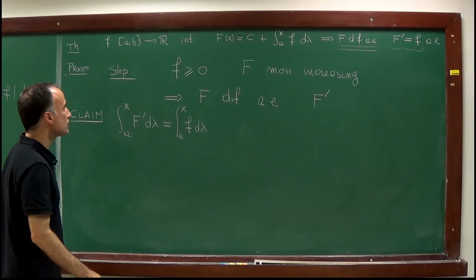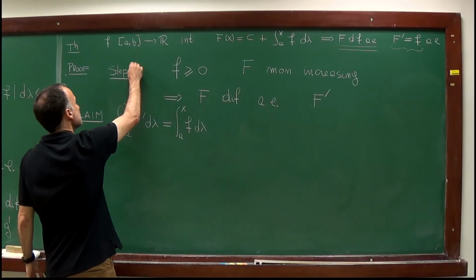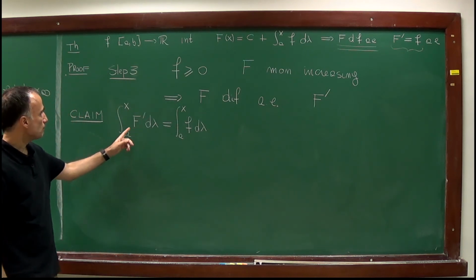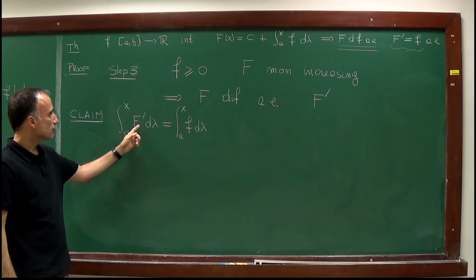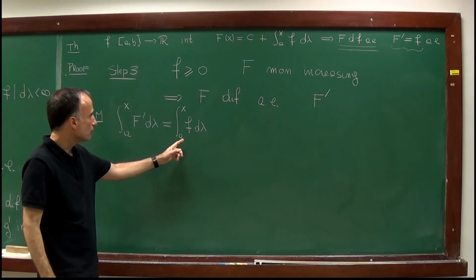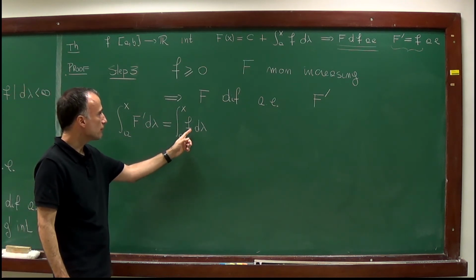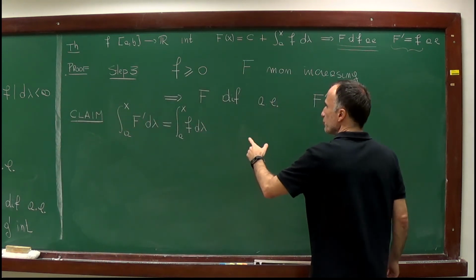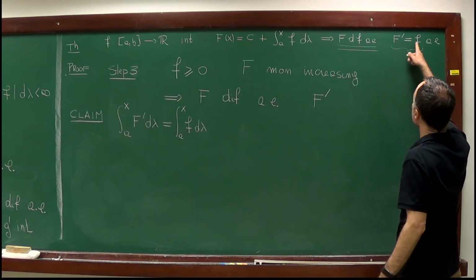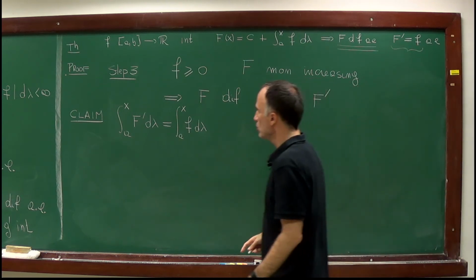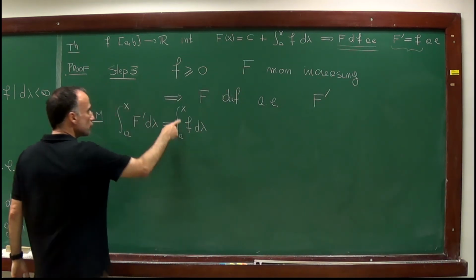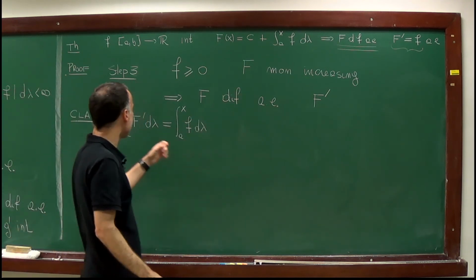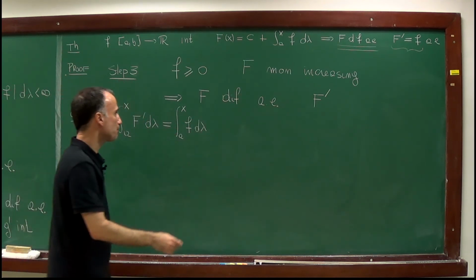So we are now almost at the end of the proof. This is the last step, step three of the proof. We have shown up to now that the integral from a to x of f prime is equal to the integral from a to x of f, d lambda. But this is not what we want to prove exactly. What we want to prove is that f prime is equal to f. So we know that the integrals over these intervals are equal, and we want to conclude that actually f prime is equal to f. Okay?